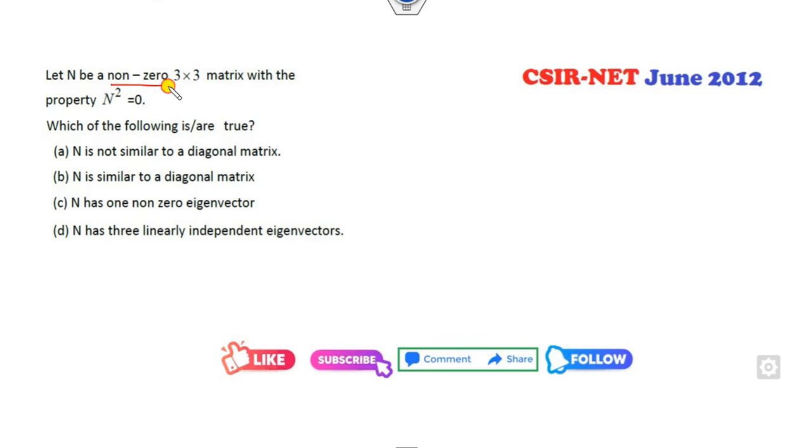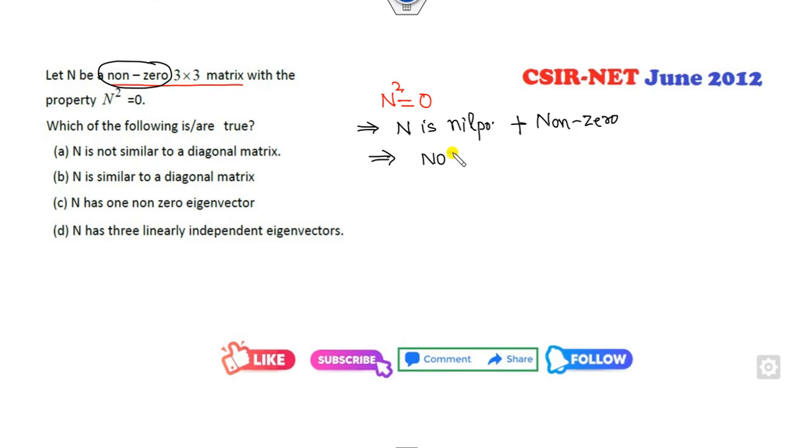N is a non-zero 3 cross 3 matrix such that N square is 0. Again you can see N is a nilpotent matrix. Also it is given that it is non-zero. So once it's non-zero, it means it is not diagonal. So A is not similar to the diagonal matrix. Correct, A is similar to the diagonal matrix option is cancelled out, because eigenvalues of the nilpotent matrix are 0 and 0.